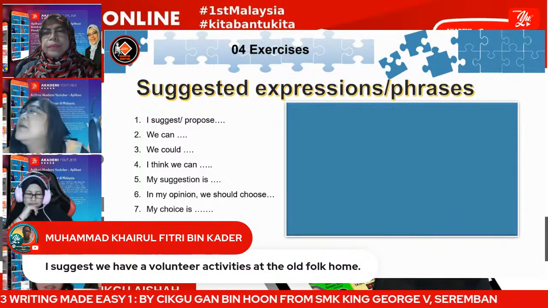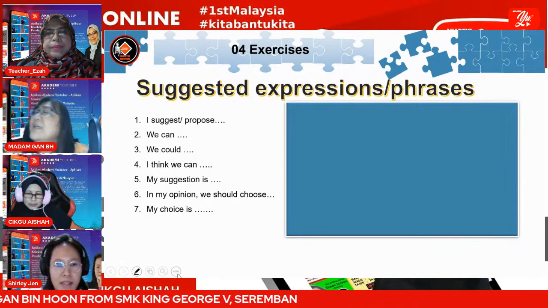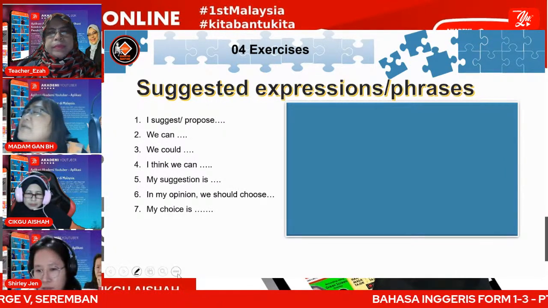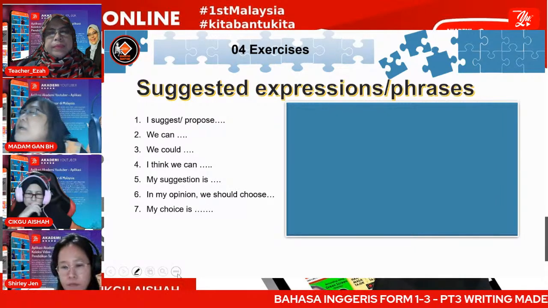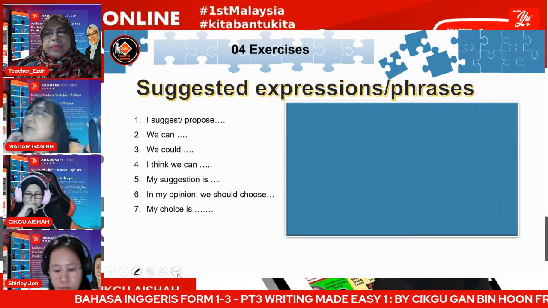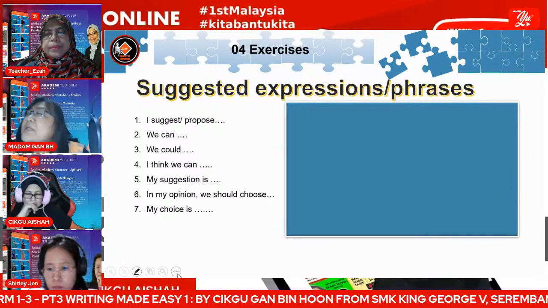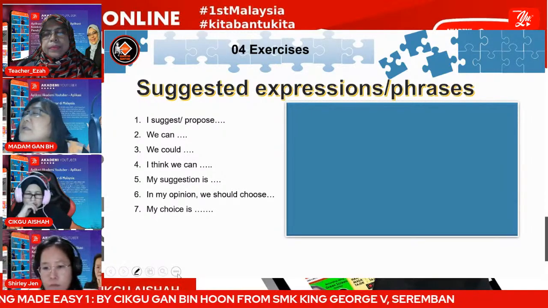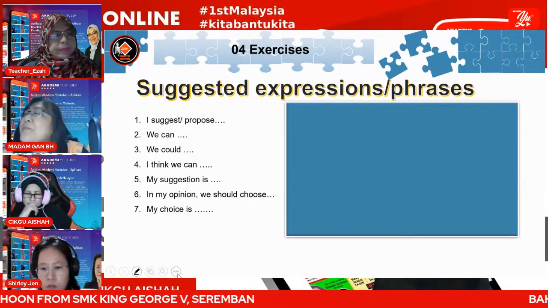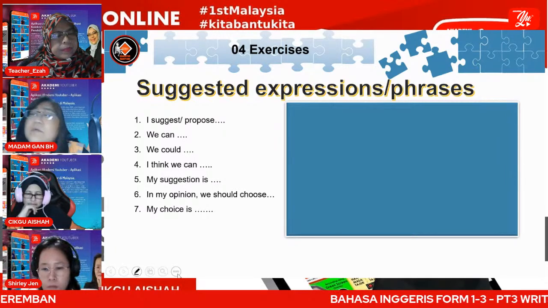Can we go for the third code first? Yes, it's time for the third code. I just read the sentence: "I suggest we volunteer at the animal shelter." So that is correct. Muhammad Cairo said, "I suggest we have a volunteer activity." You don't say that. So you say, "I suggest we have some," don't say "some volunteer activities." It should be voluntary activities. Voluntary is better. "I suggest we have some voluntary activities at the old folks home."